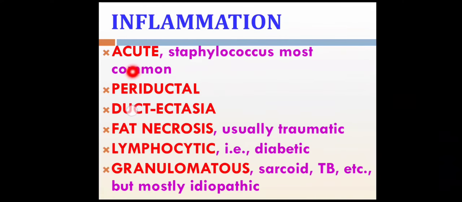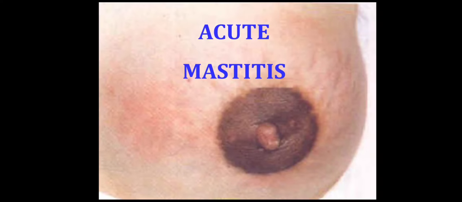Now coming to the inflammatory conditions of the breast. Inflammatory conditions are of acute type, periductal type, duct ectasia, fat necrosis, lymphocytic inflammation, and granulomatous inflammation. For acute inflammation, the term used is acute mastitis. So here you are seeing a breast which is enlarged and mostly inflamed.